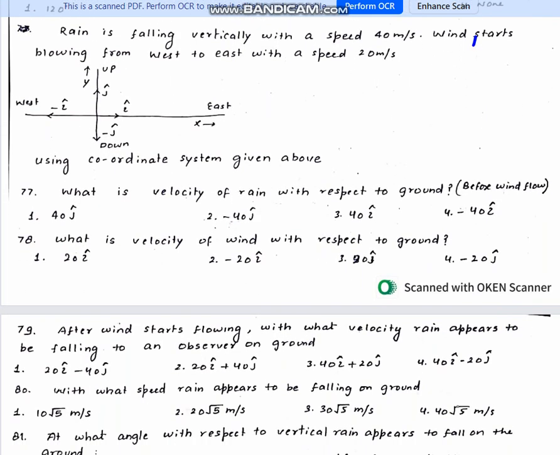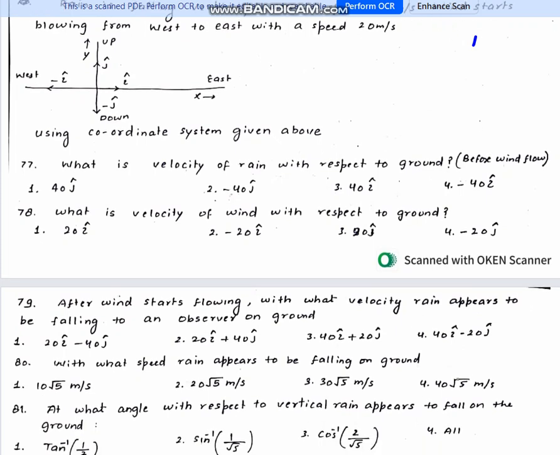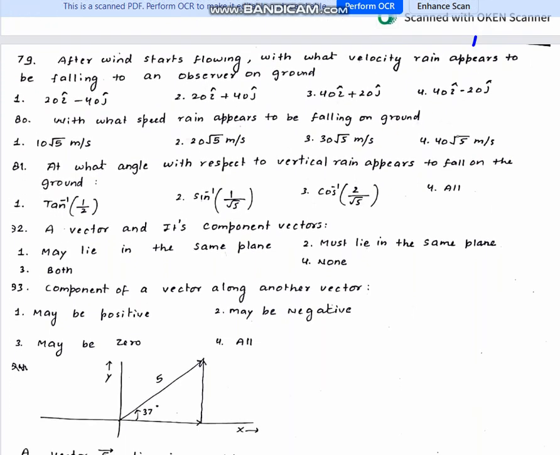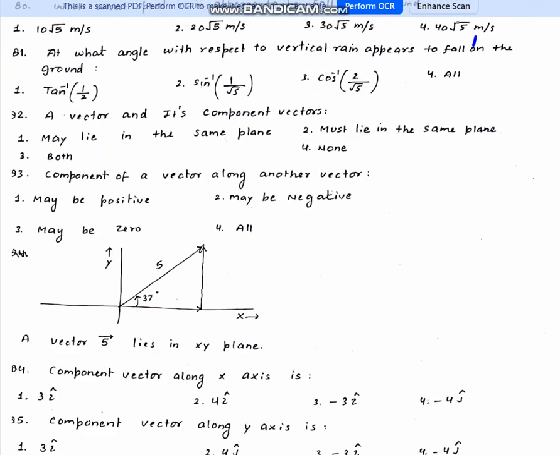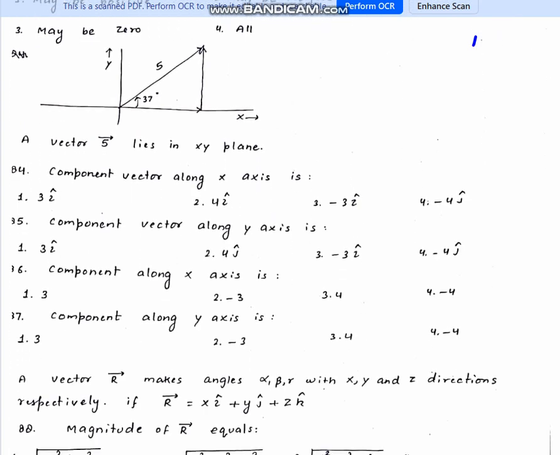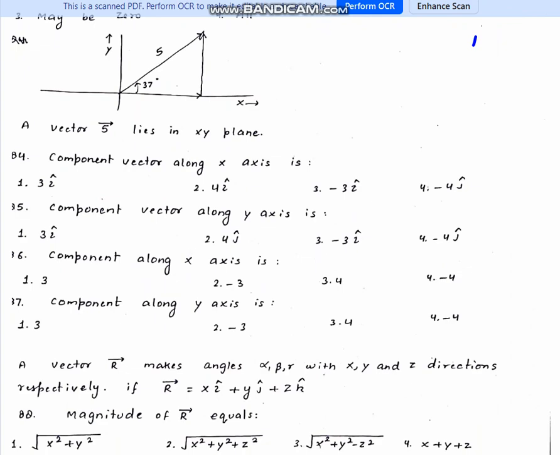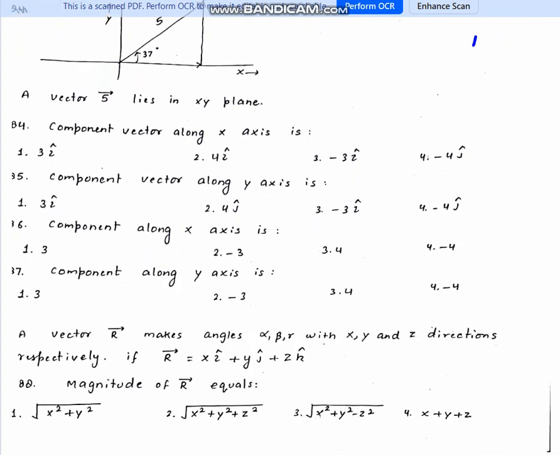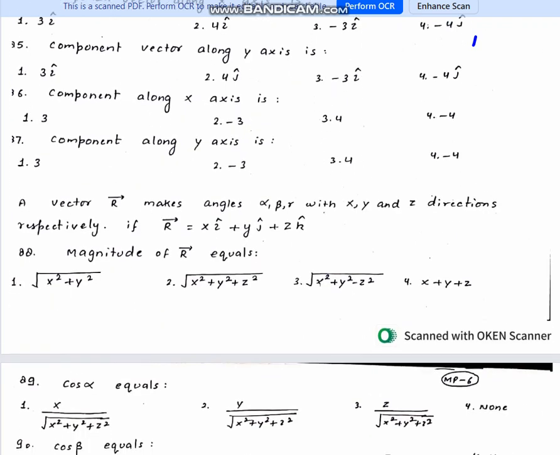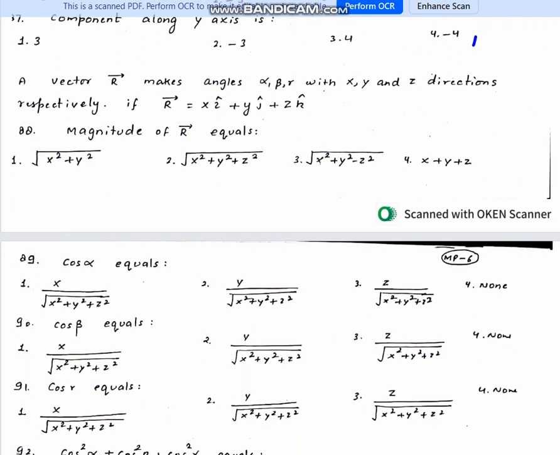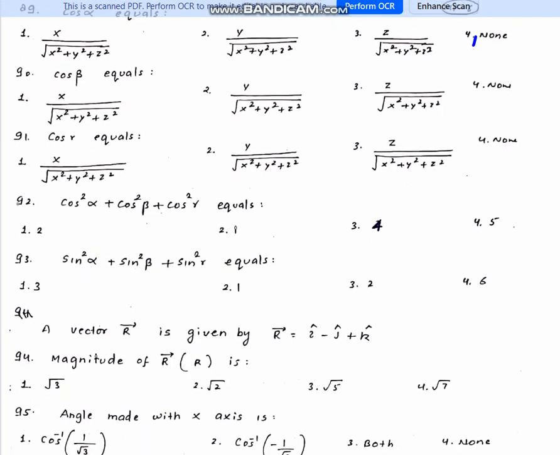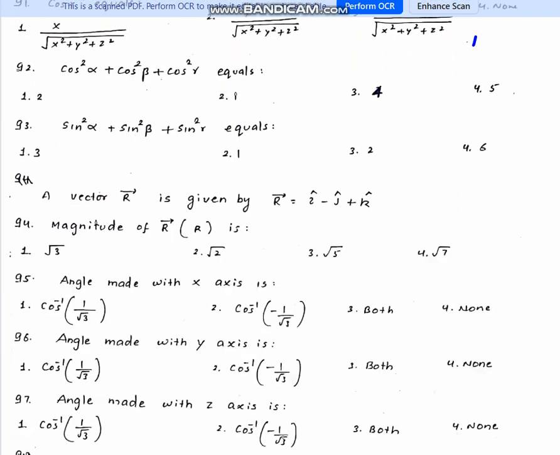Then we have a problem of rain velocity, the rain-man problem in vector form. We have to find velocity of rain, velocity of wind, actual velocity. Then we have speed of rain, then we have angle. Then we have components of vectors. Then we have a question based on a given vector having magnitude 5. We need to find its component along x-axis, then along y-axis. Then we are given a vector and need to find its magnitude and direction cosines. Then we need to find the square of cosines, then square of sines.